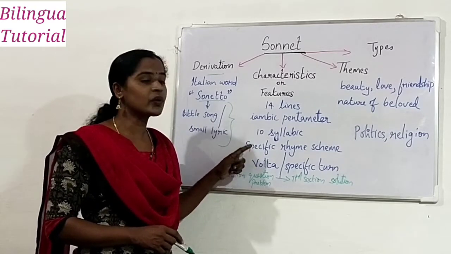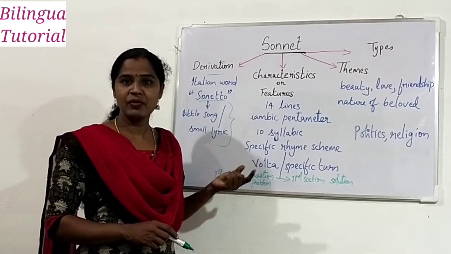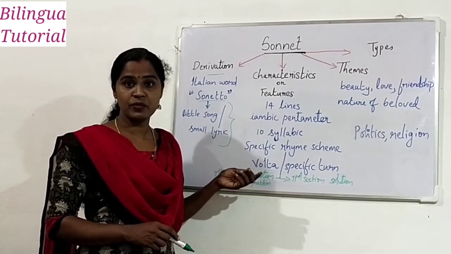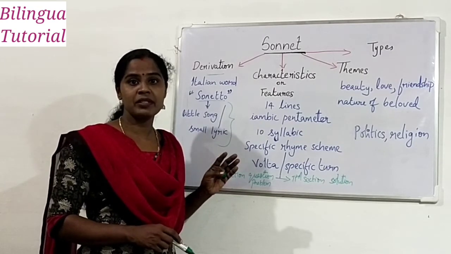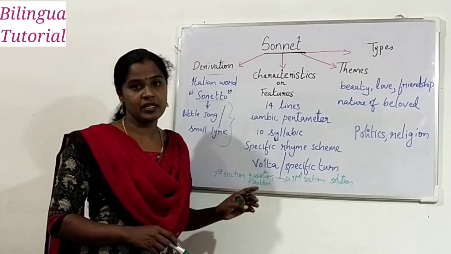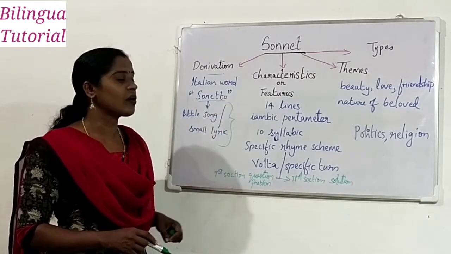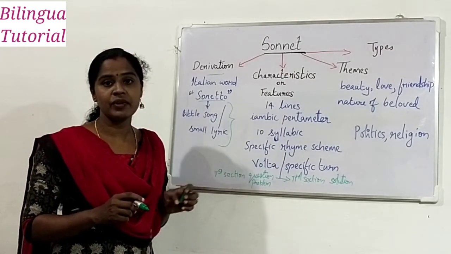Then a specific rhyme scheme will be there for a sonnet. Rhymes may differ for different types of sonnets, but it must have a rhyme scheme. Then, volta or specific turn. Another characteristic of a sonnet is that it must have a volta or specific turn.